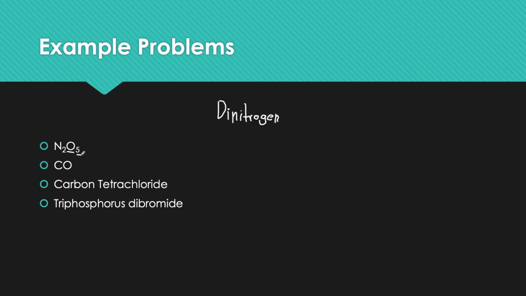Then we have to look at the next element in the compound. It's O5. Well, I'm going to need to use the prefix for 5, which is penta. And then O is oxygen. But we're going to need to change the ending to IDE, just like we did with ionic compounds. So it's going to be dinitrogen pentoxide.